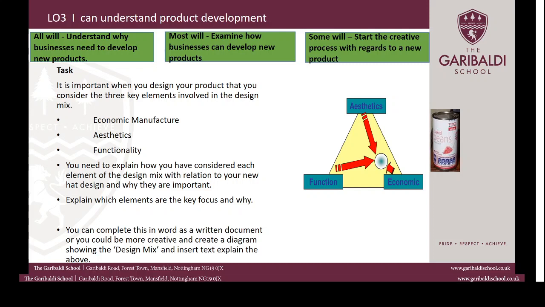Another way you could do it is you could try to create the design mix, do the triangle with the three elements, and insert text boxes, or you could do this as a written document and explain the same information on a document. You might want to actually place on your design mix the actual product so you can see which one or which two elements are the main focus, and again explain that underneath. It's entirely up to you.